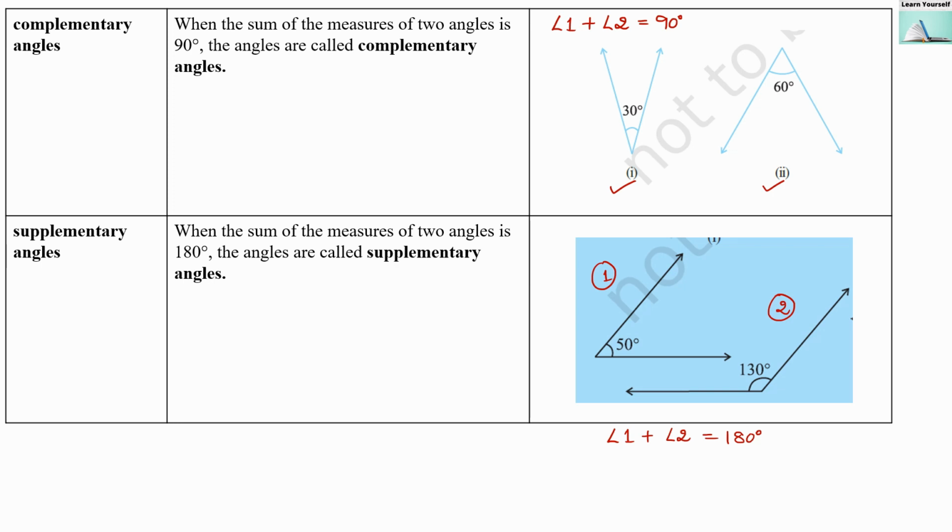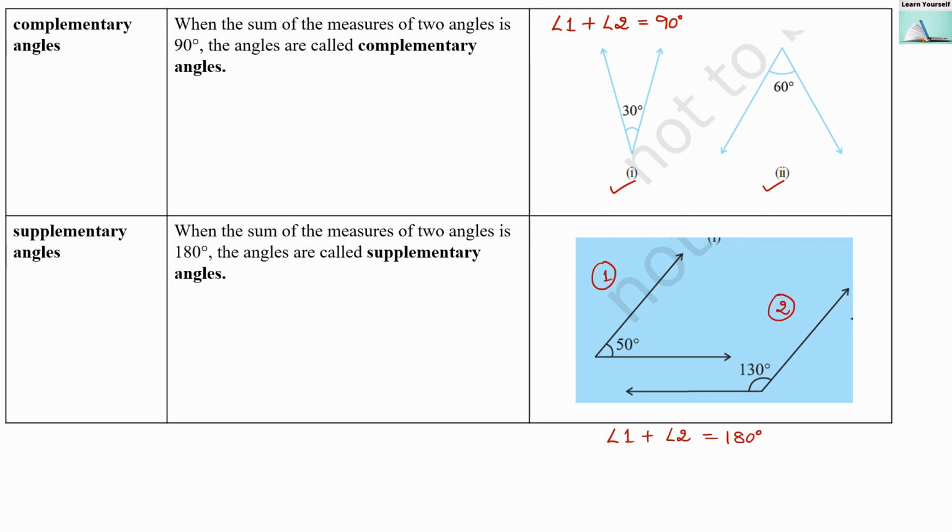So these two points are very easy to understand, and it says that when you are adding the measures of two angles, when it is 90 degree, they are said to be complementary angles, and when their measures give you the addition answer of 180 degree, they are said to be supplementary angles.